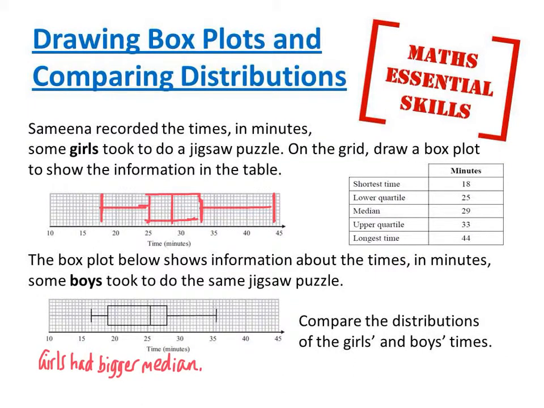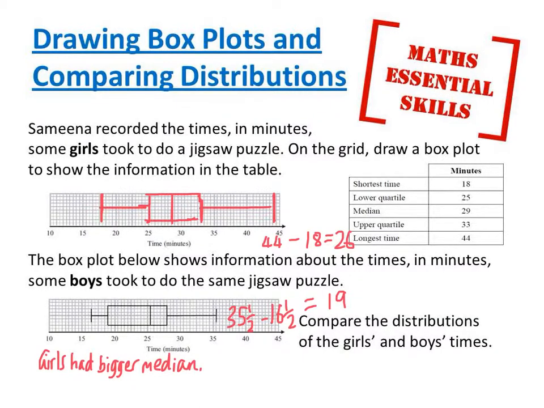Now the other thing I need to compare is the range, or the interquartile range. Now I'm going to compare the range because I think that's easier, and I can see from here that the girls' range from the upper to the lower, well, that would be 44 minus 18, which is 26. And the boys' range would be 35.5 minus 16.5, which is 19.